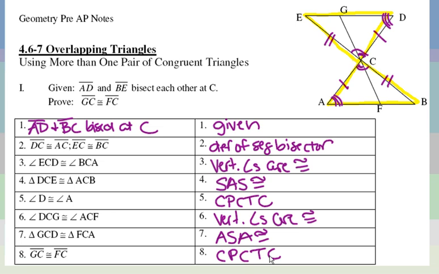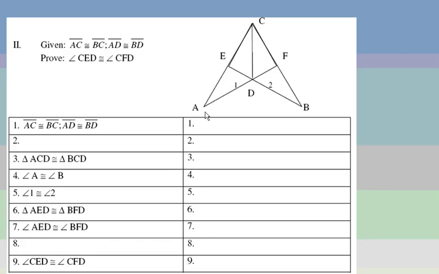So are you beginning to understand how this works? Good. Moving on to our next proof. Again, we have overlapping triangles, and we're given some information, and we need to prove some information. So let's see what we got going on here. We've got AC, so this whole side is congruent to this whole side, which is a little difficult to mark, so I'm going to highlight that. So that is congruent to that.